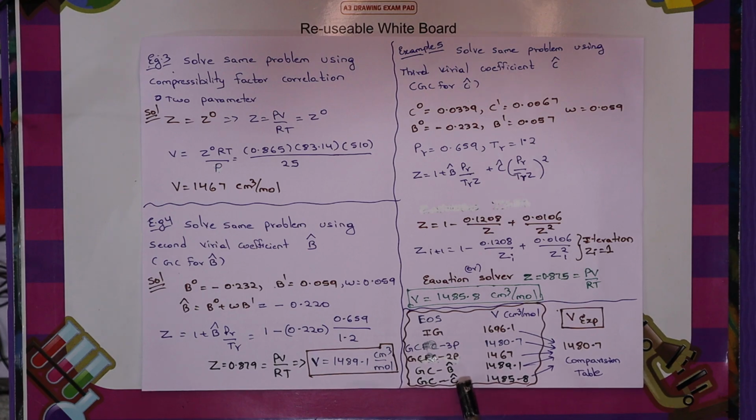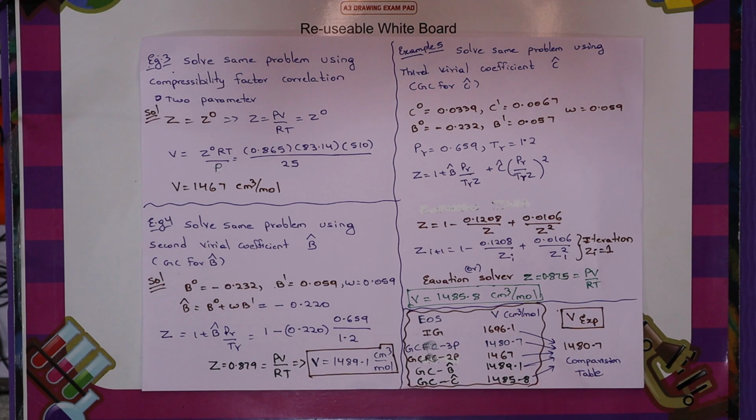You can see here the Pitzer correlation for the second virial coefficient, and this is the Pitzer correlation for the third virial coefficient. Because the basis is generalized correlation, that is why I have given the symbol. So you can see all the values. The ideal gas estimated a very high molar volume. The other equations of state estimated lower volumes.